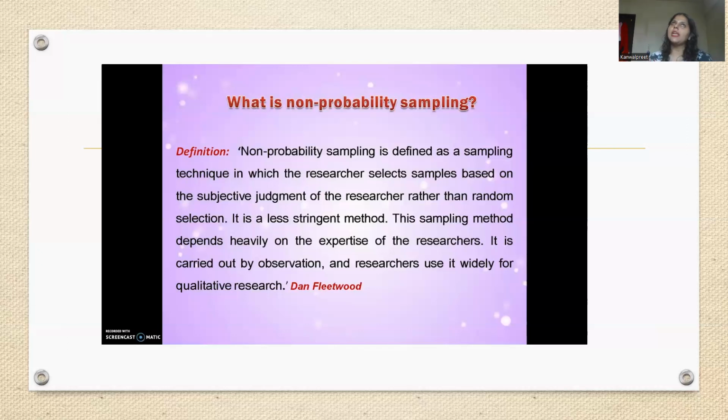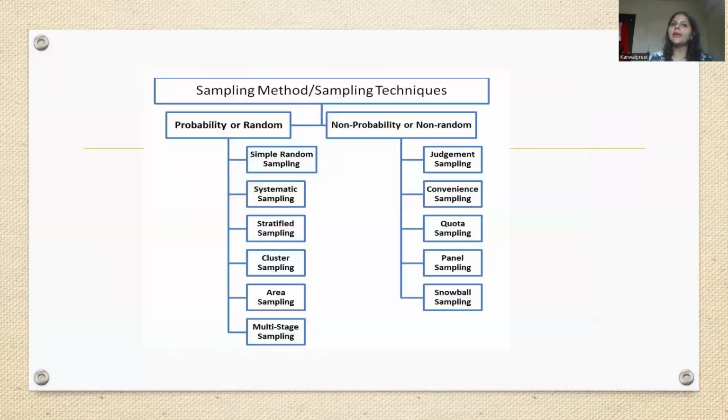Okay, what is sampling rate? Later on we can discuss. But yes, now you know what is probability and non-probability. So these are the sampling methods. A direct question has been asked. Under probability, we have simple random sampling, systematic sampling, stratified, cluster, area, multi-stage. Non-probability: judgment sampling, convenience, quota sampling.